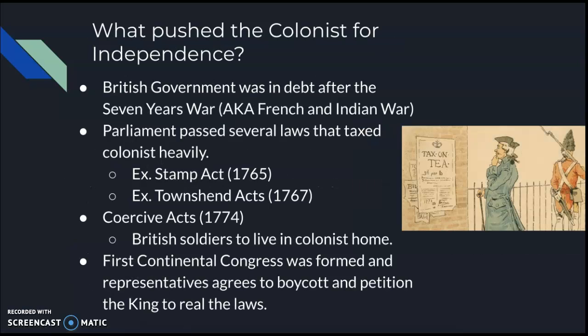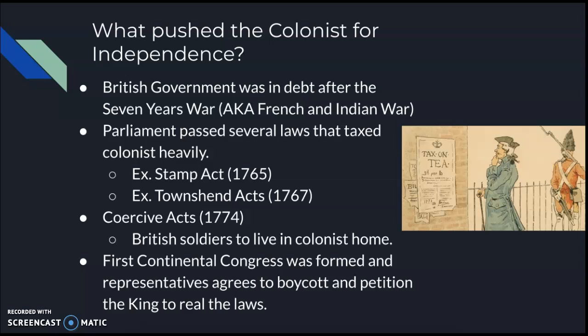Now, as we said previously, the letter was essentially for the king so that he can see what is going on, why they have grievances against the king himself. So the British government was in debt after the 7 Years' War. The 7 Years' War was also known as the French and Indian War. So as Britain was having all these different wars, not only in the colonies, but also in Europe, they needed money. The government was broke.